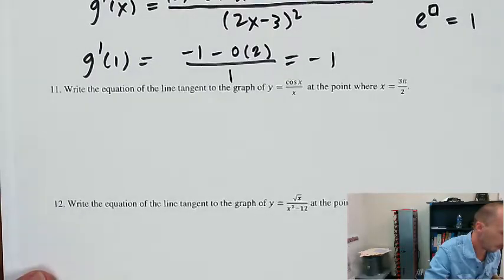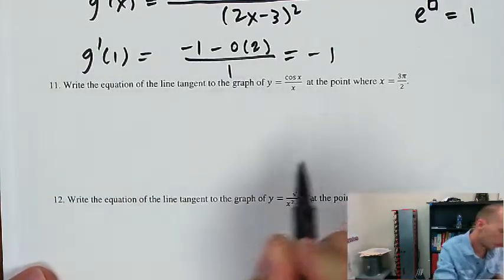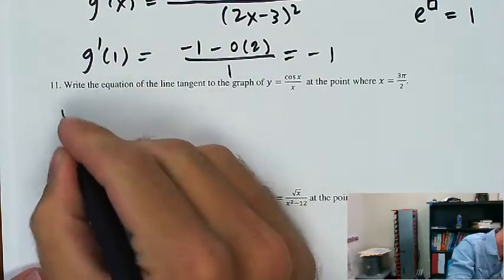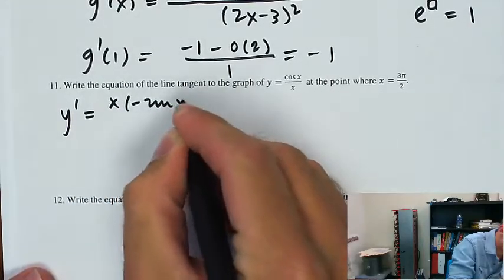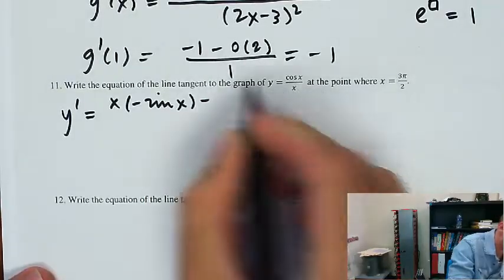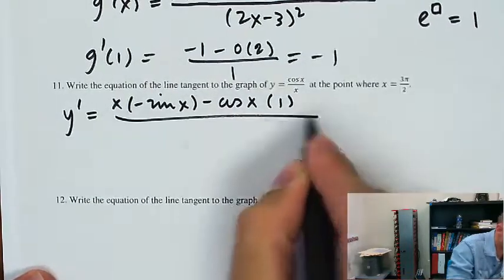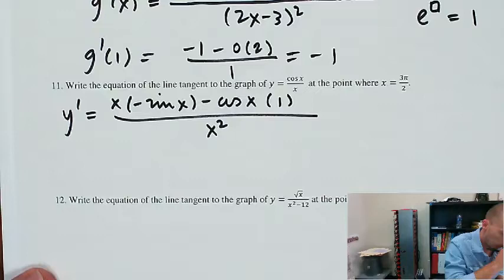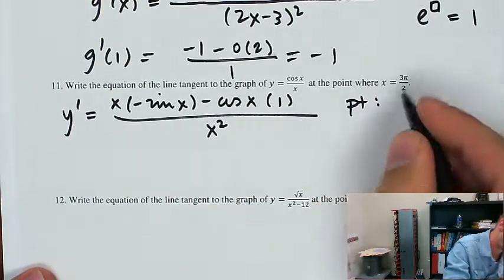Now, write the equation of the line tangent to the graph of y equals cosine x divided by x at the point where x is 3 pi over 2. Okay. So, y prime: bottom times the derivative of the top, minus top times the derivative of the bottom, divided by bottom squared. Okay, I'm going to need that. I need first a point, though. I probably should start with that.